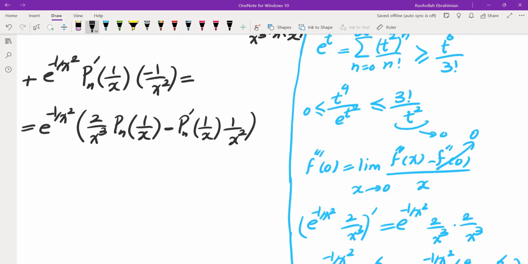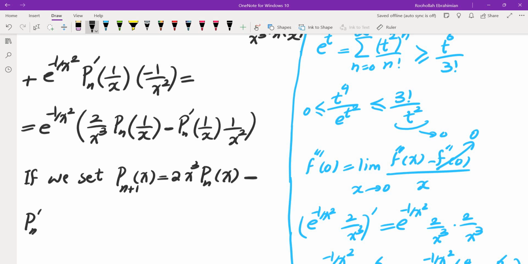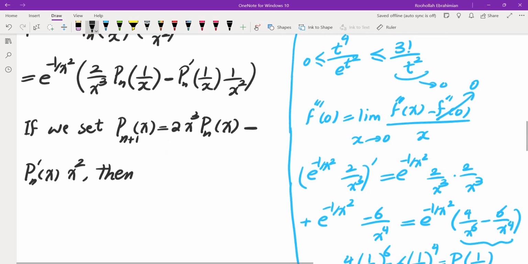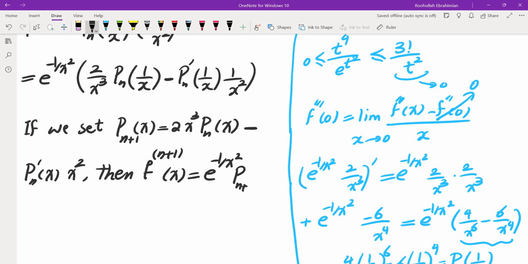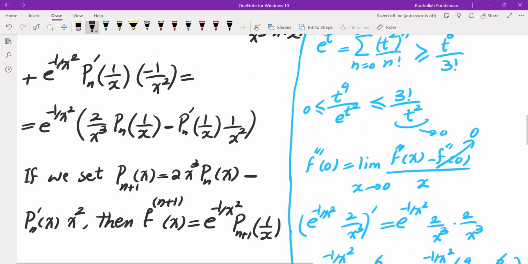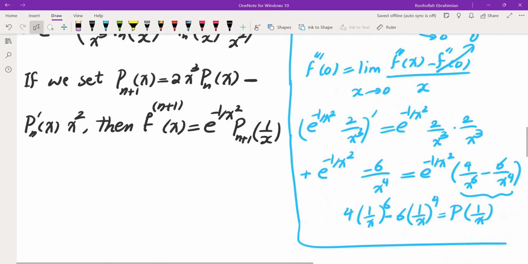Now, if we set Pn plus 1 of x as 2x cubed Pn of x minus Pn prime of x times x squared, then Fn plus 1 of x becomes e to the negative 1 over x squared Pn plus 1 of 1 over x. So all I did was I replaced every 1 over x with x.